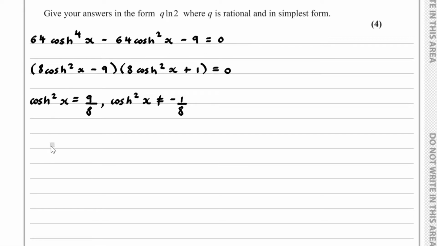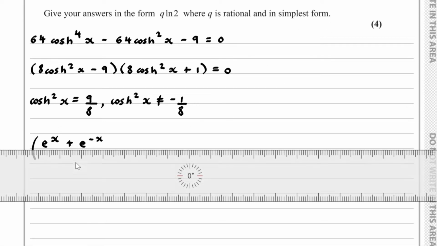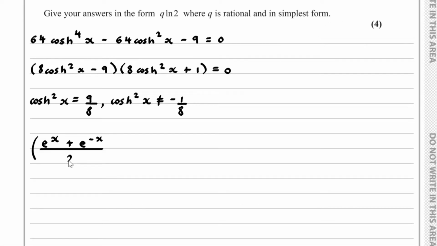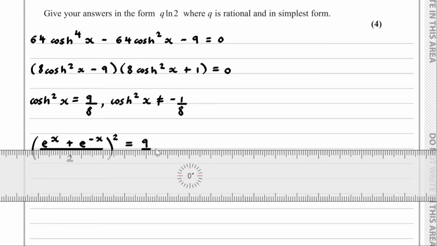And recognizing that cosh is the same as e to the power of x plus e to the power of minus x over 2, we have e to the x plus e to the minus x over 2 all squared equaling 9 over 8.